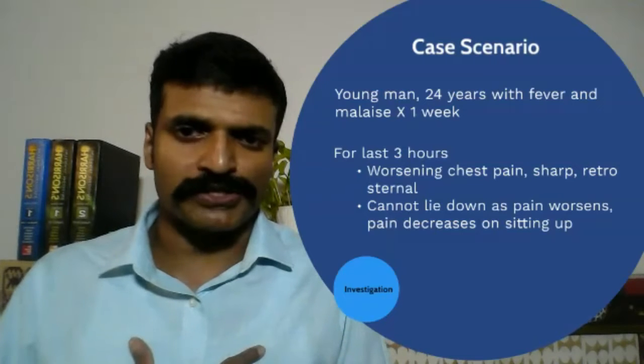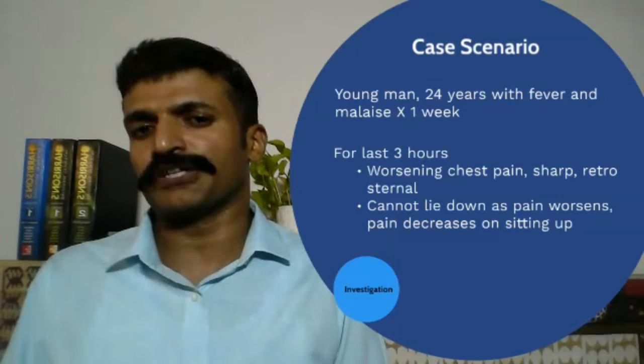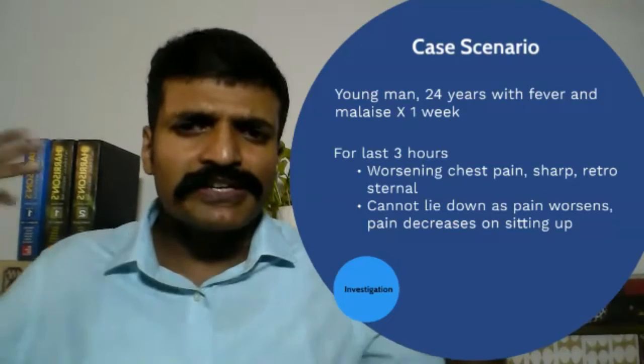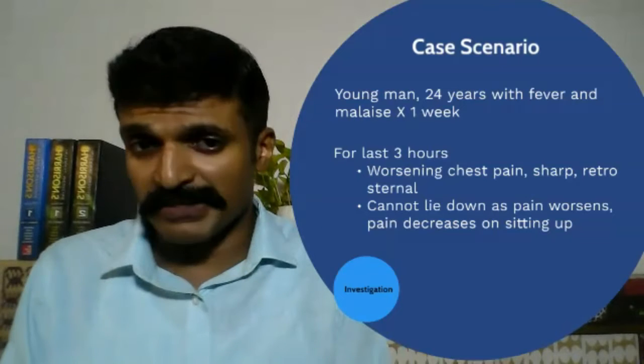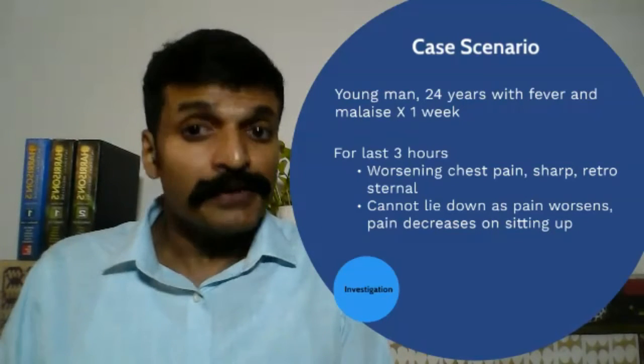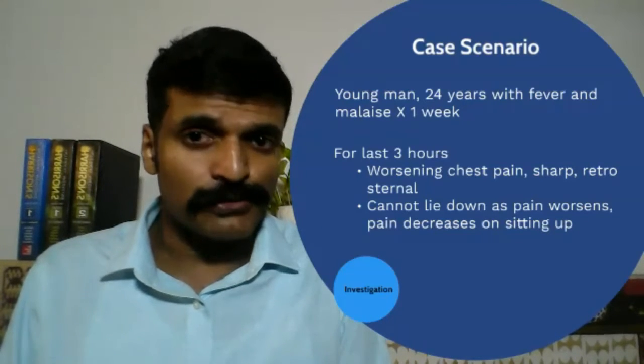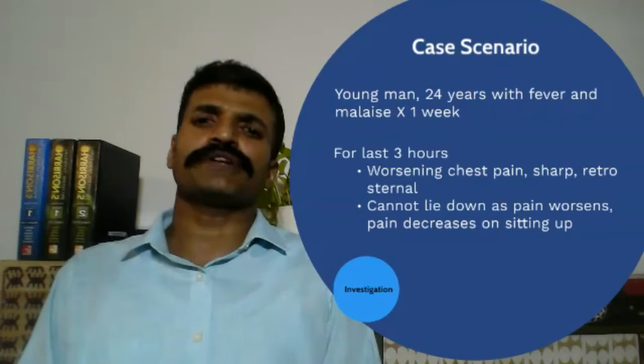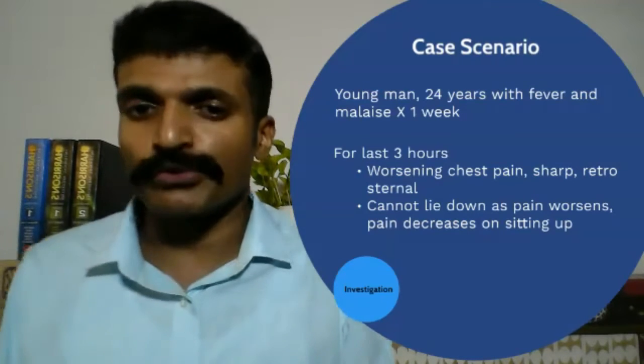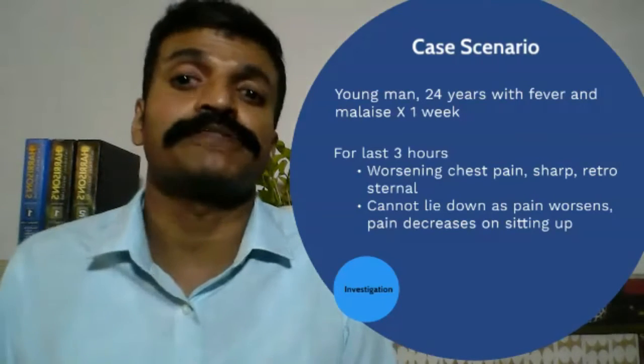Even though it is retrosternal, it does not classically radiate to the left arm. Instead, it radiates to the area of the trapezius muscle. And very classically, he tells you that this pain worsens on lying down and he would prefer to lean forward because that gives him relief.